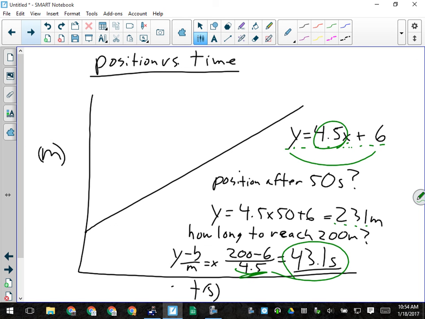All right, is that ringing a bell? Definitely going to be asked to do y equals mx plus b calculation on your final exam, so be ready for it.